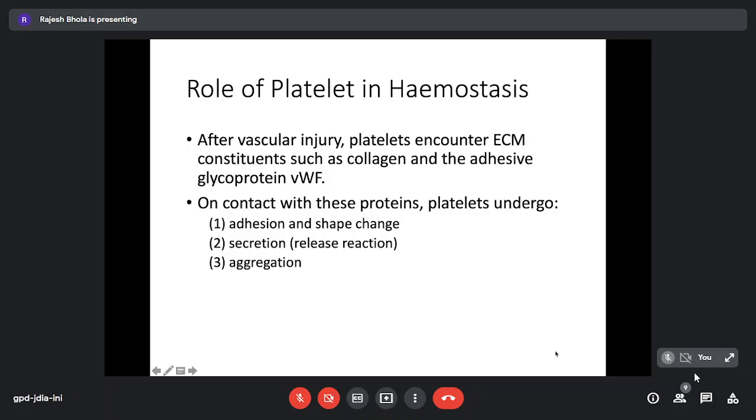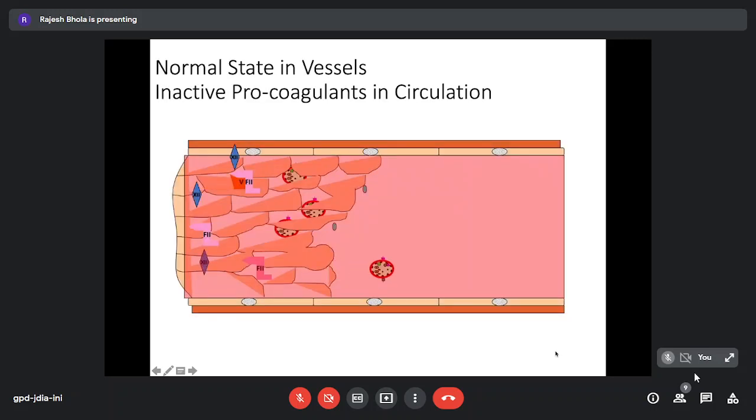What is the role of the platelet? As you know, whenever the platelet encounters the extracellular matrix such as collagen and adhesive glycoprotein, that is von Willebrand factor, it will undergo adhesion followed by a shape change, followed by a secretory reaction or release reaction, followed by platelet-platelet aggregation. Try to understand through this cartoon.